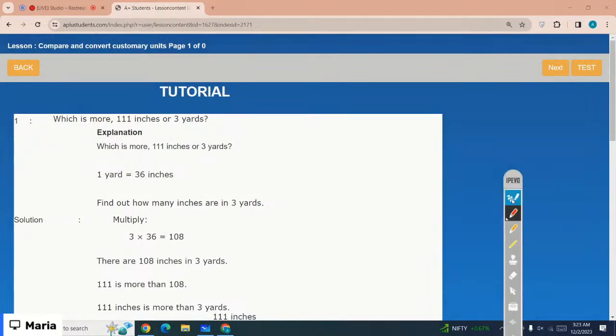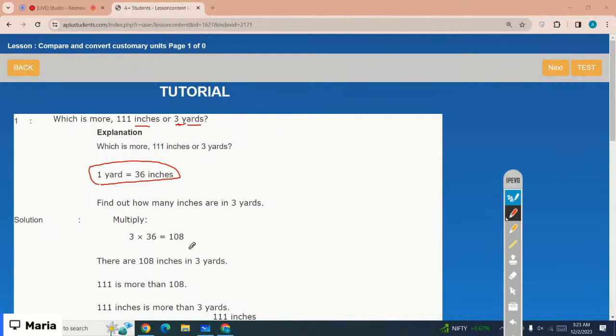Here is the comparison of inches and yards, right? This is the basic unit. 1 yard equals 36 inches. So convert this yard to inches, because you can compare two values whenever they are in the same unit, right? You cannot compare them in different units, right? So you need to convert this yard to inches.